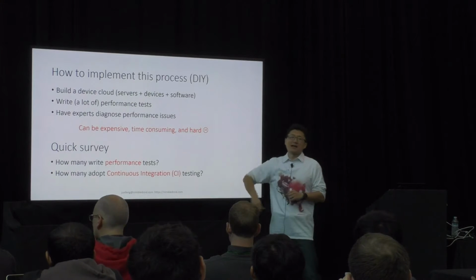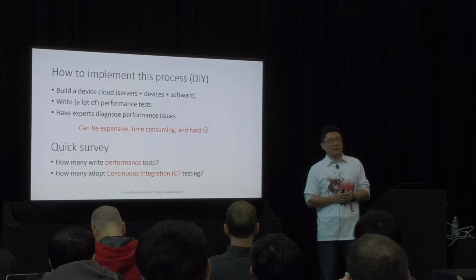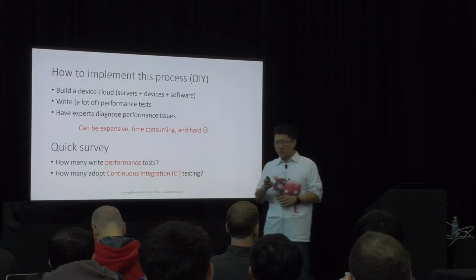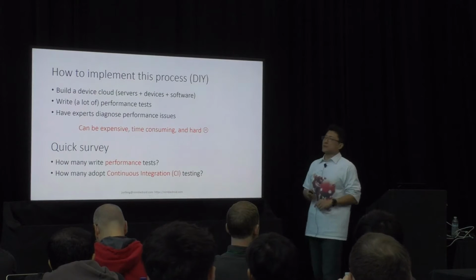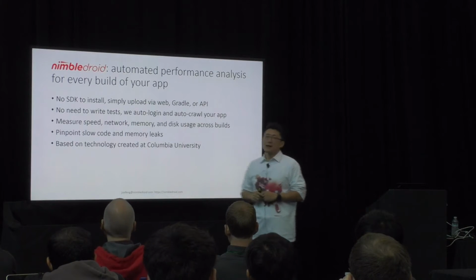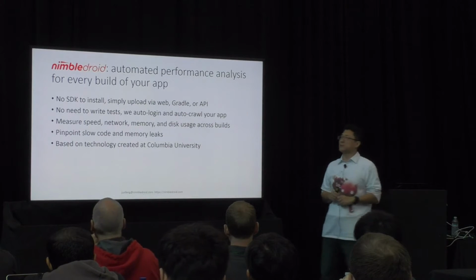So all this is nice, but it takes a lot of resources. If you guys have the resources, go ahead and build it. We're happy to share with you our experience building your device cloud and making sure your performance numbers are stable across builds. But if you don't have the resources, there's one thing you can try, which is our NimbleDroid service. It's a service that provides automated performance analysis for every build of your app.